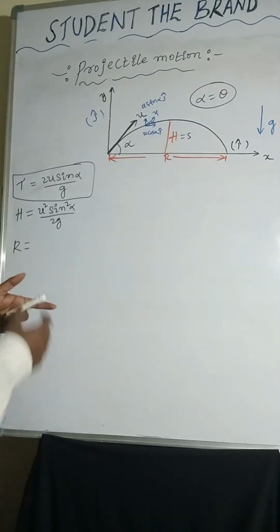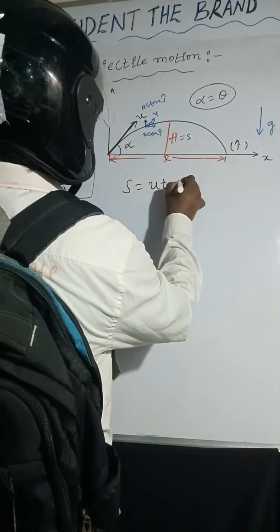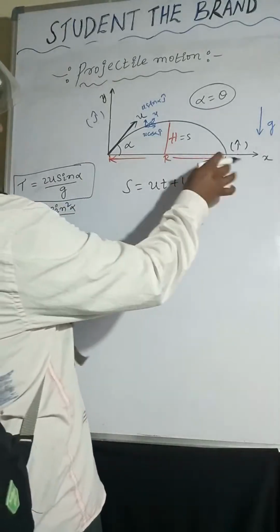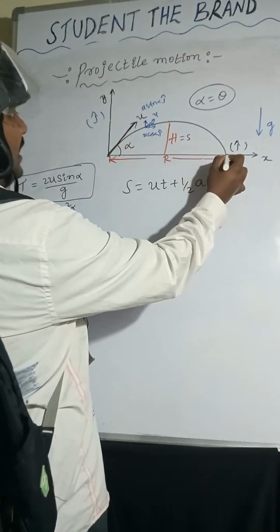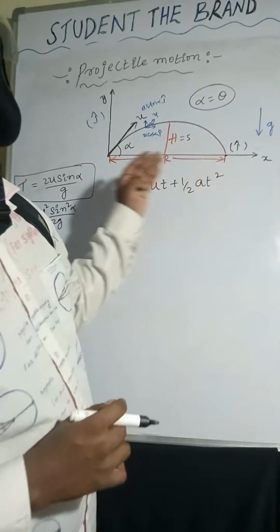So range, that is S equal to ut plus half at square. Range is nothing but horizontal displacement, from starting until ending. So from the point of projection until it reaches the ground, that is the range.